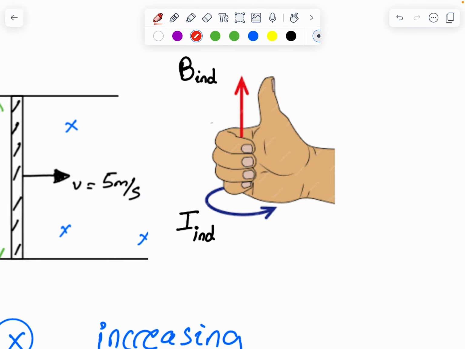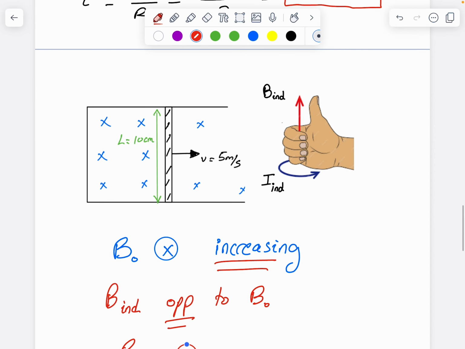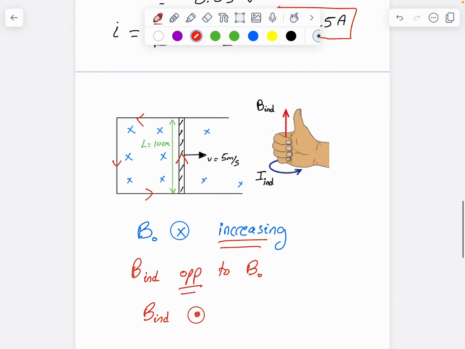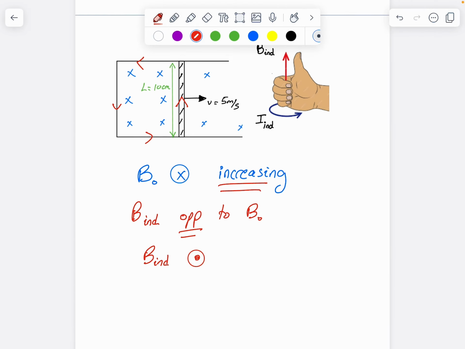Now using this right-hand rule for B induced, put your thumb out of the page, and you can see clearly that the current is going to go in this direction, in a counterclockwise direction. So I induced will be in a counterclockwise direction, which means in the rod itself, the current is going to go upwards. So in the rod, I is upwards.